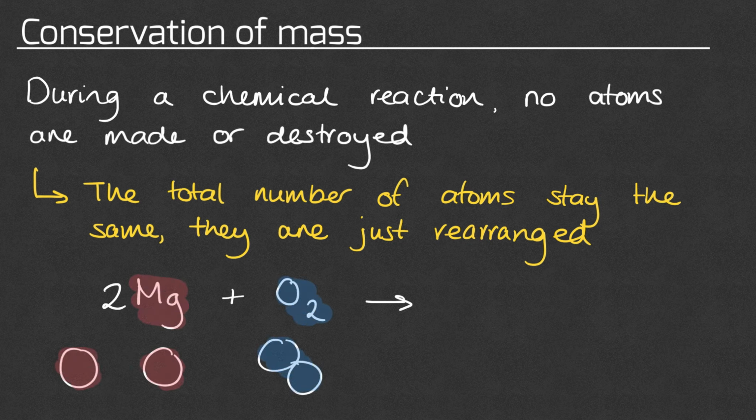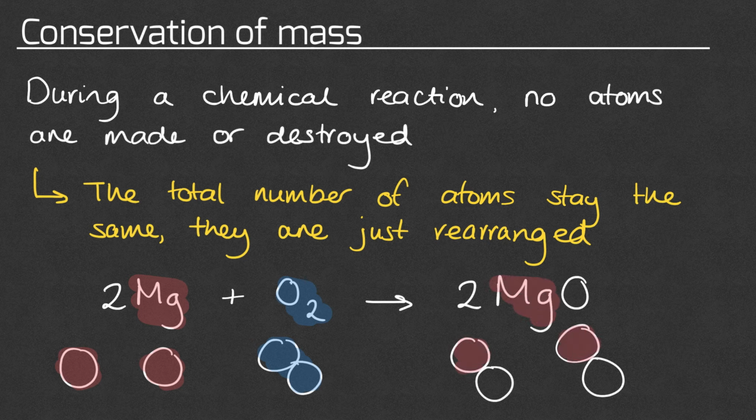So for example, in this case, we've got a chemical reaction showing that the reactants are 2 magnesium atoms reacting with 1 molecule of oxygen, O2. And this produces 2 molecules of magnesium oxide. So you can see here we've got the same number of atoms on each side. We've got 2 magnesium atoms in the reactants, and we've got 2 magnesium atoms in the products. We've got 2 oxygen atoms in total in the reactants, and we've got 2 oxygen atoms in total as the products. So the number of atoms in total has stayed the same.